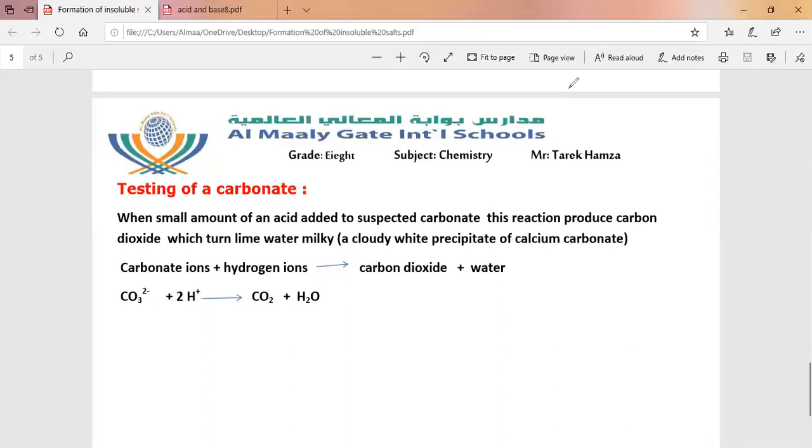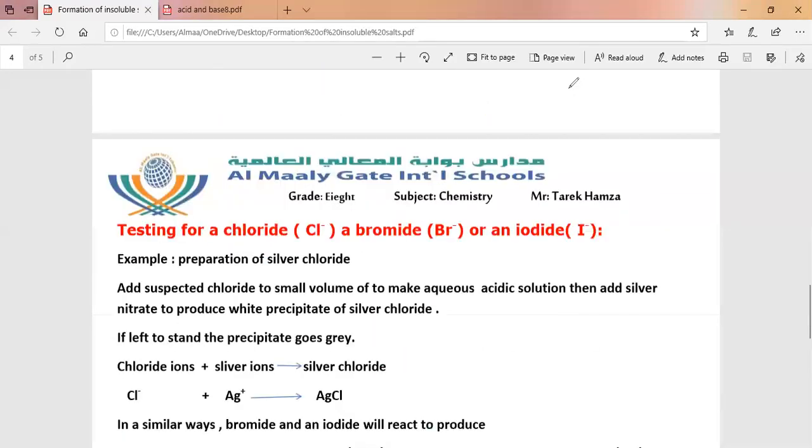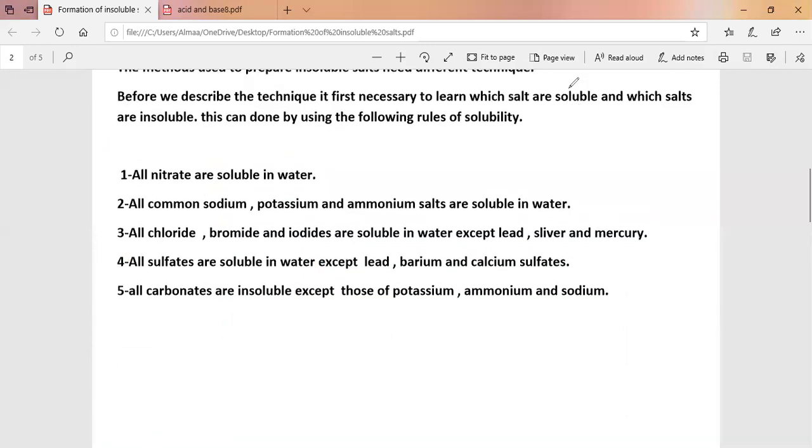So carbonate ions with hydrogen ions produce carbon dioxide and water. The ionic equation can be represented as: CO3 minus 2 plus 2H positive give CO2 and H2O. All carbonates are insoluble in water except potassium, sodium, and ammonium.